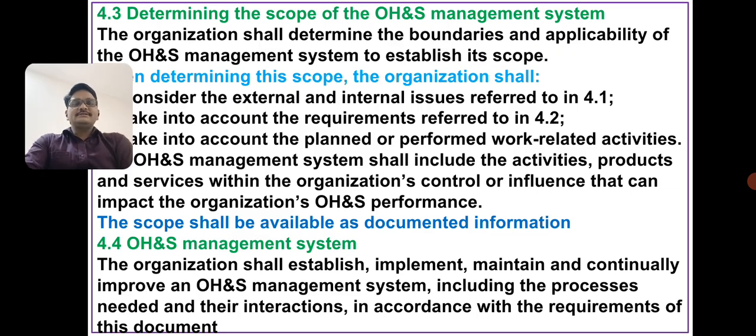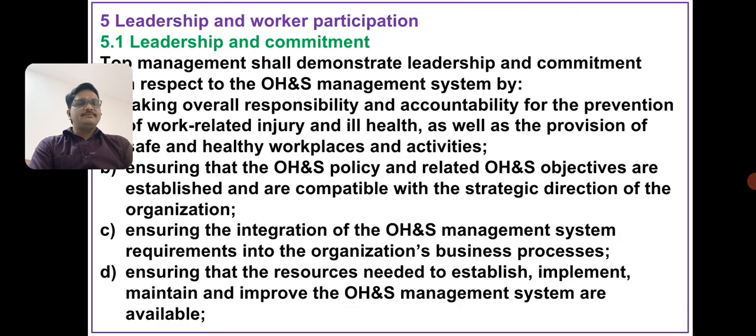Now next subclause is 4.4, that is OHS management system. In this, the organization shall establish, implement, maintain and continually improve an OHS management system, including the processes needed and their interactions. In the OHS management system, we need to prepare manuals, procedures, turtle diagrams and their interactions, meaning process instructions, with the requirements of this document. Now clause number 5, that is leadership and worker participation.